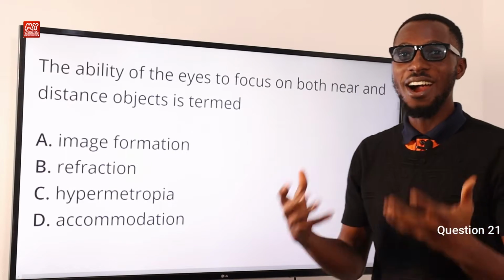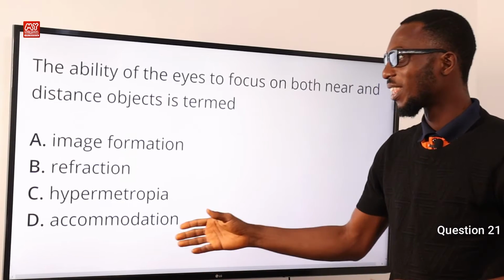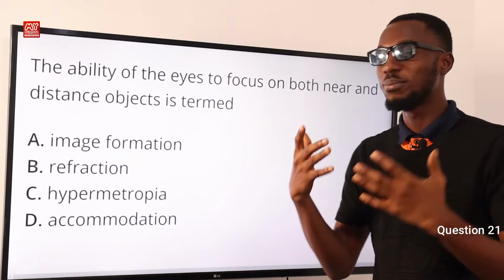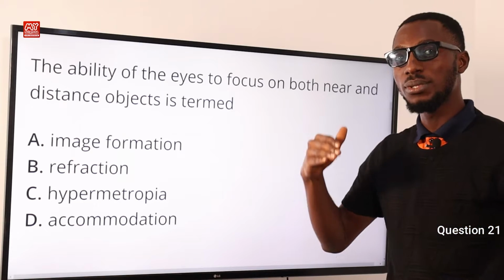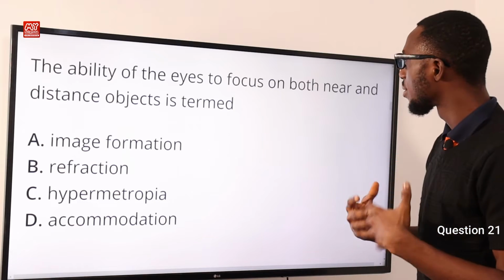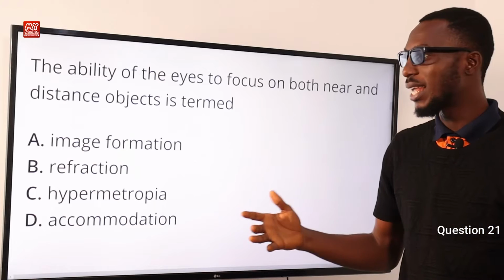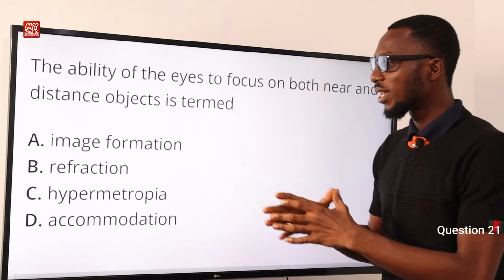This is termed accommodation. That's the ability of the eyes to be able to focus properly without being blurry, both objects that are close or far, near or distant. So the correct option here is option D.